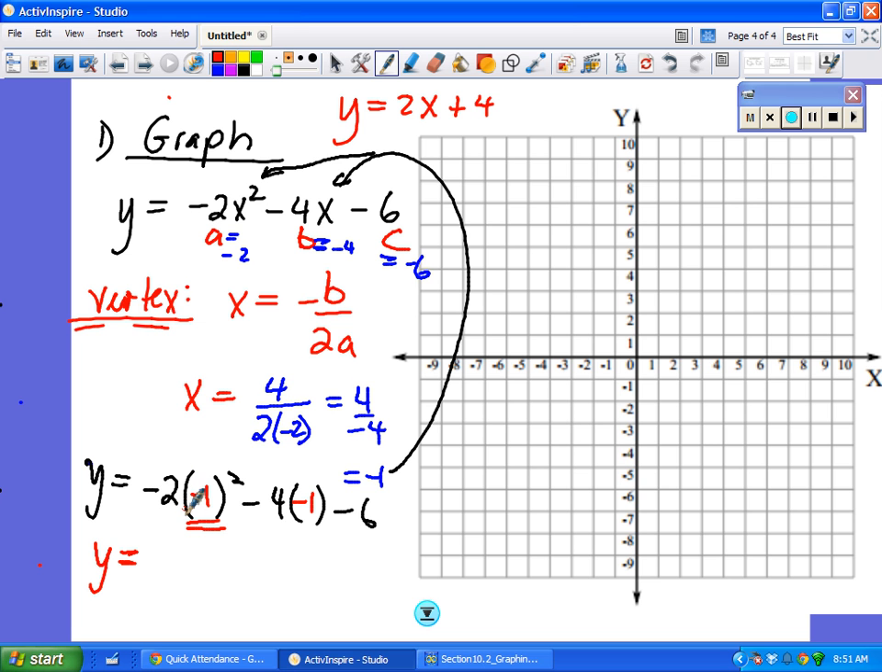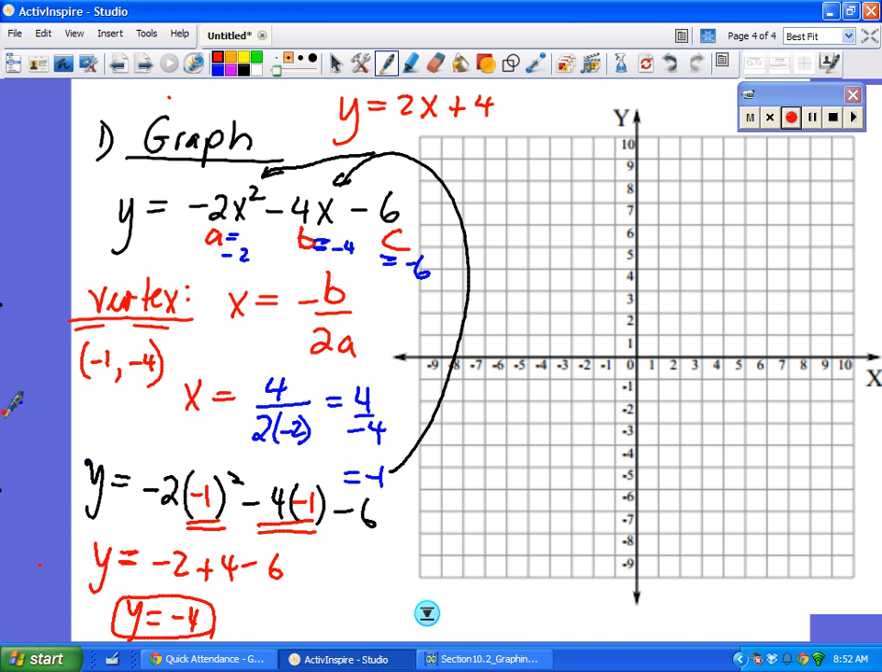So -1 squared is what? 1. 1 times -2 is what? -2. Multiply these two. Negative times a negative is a positive. Then y equals -4. This will give you 2 minus 6, y equals -4. So the vertex is the point -1, comma, -4.